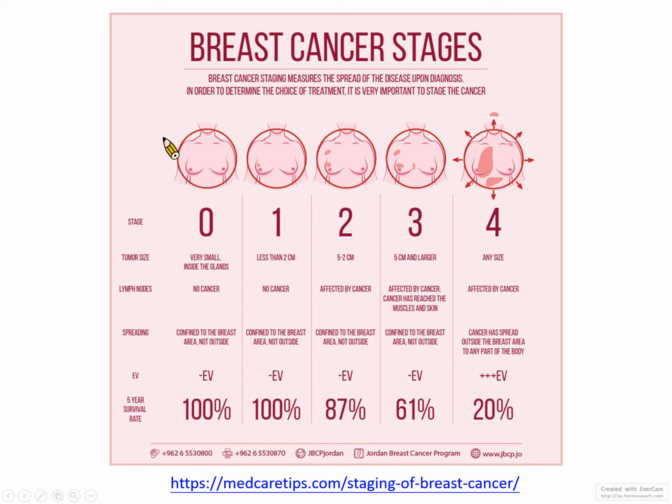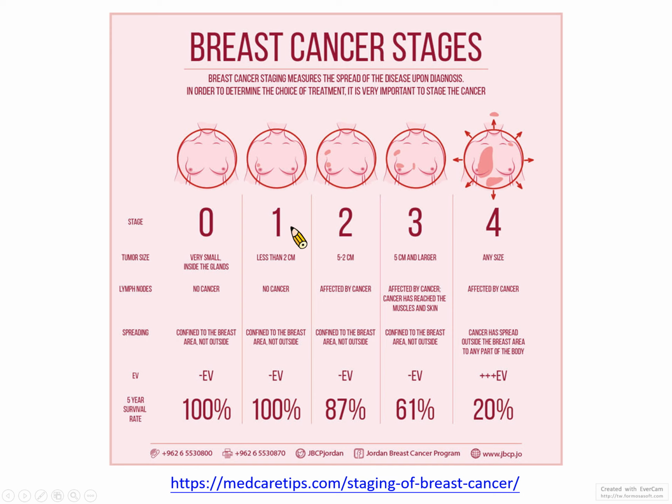So we call this stage 0. There are very small cells inside the glands, and there's no invasion into the lymph nodes, and it is just confined to the breast area, not outside. Usually, if you can identify the cancer at this stage, the 5-year survival rate is almost 100%. It means that if you just remove the pathology, remove the cancer, you will cure this cancer.